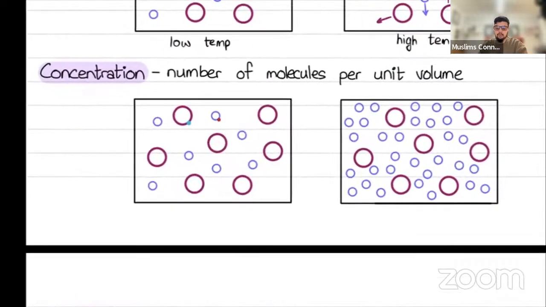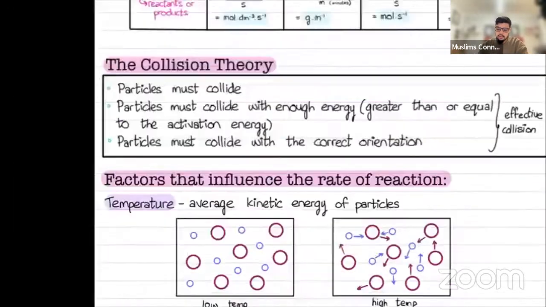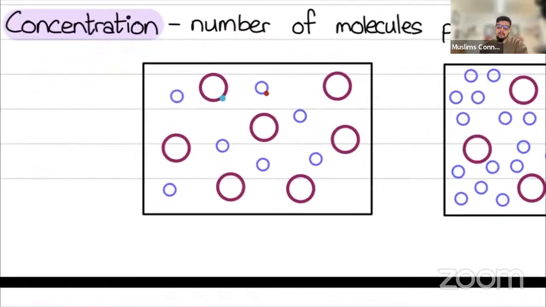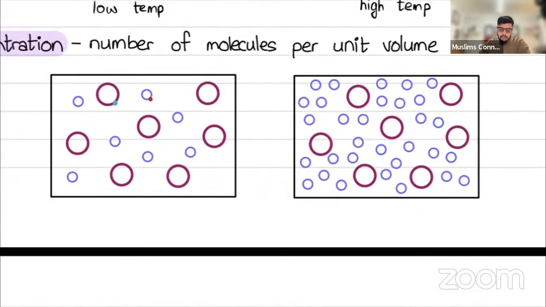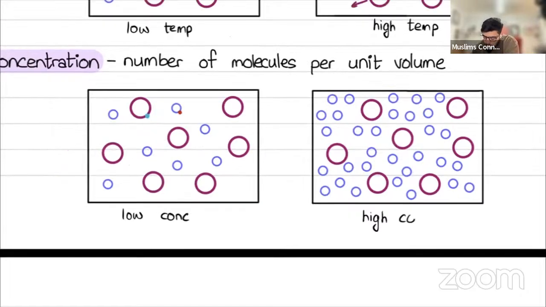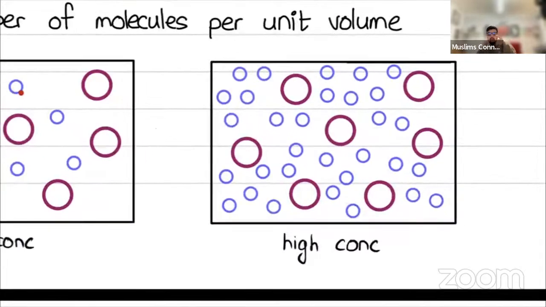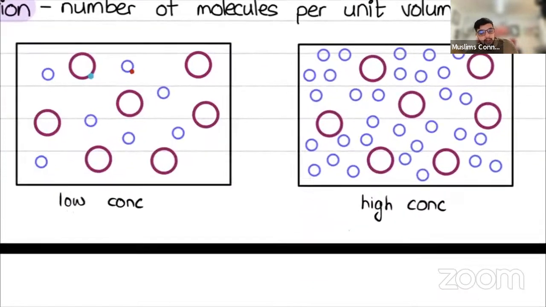Right, let's talk about concentration. So here, okay, we have a decent concentration, but as you can see, when we compare it to the one on the left, here we'll say low concentration. And on the right, we can say this is high concentration. So I increase the concentration of one of these compounds, one of these atoms, the smaller one. I increase the concentration of that guy.